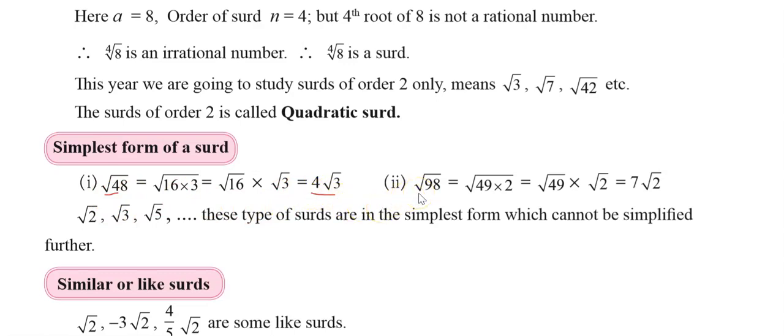Now next is the root of 98. This root of 98 can be written as the root of 49 into 2, that is root 49 into root 2. What is the square root of 49? It is 7. Therefore it is 7 root 2. Now the numbers root 2, root 3, root 5, these types of surds are in the simplest form which cannot be simplified further.